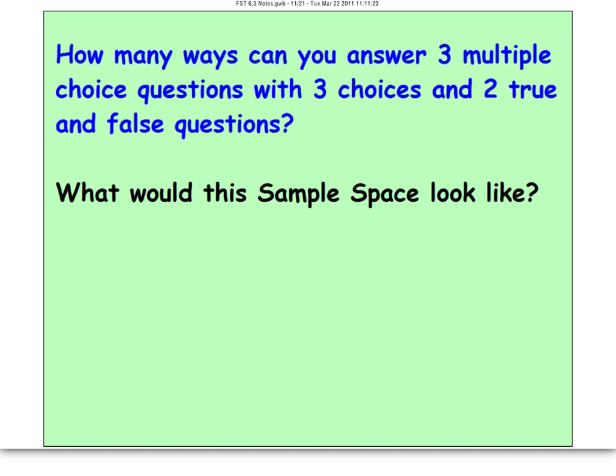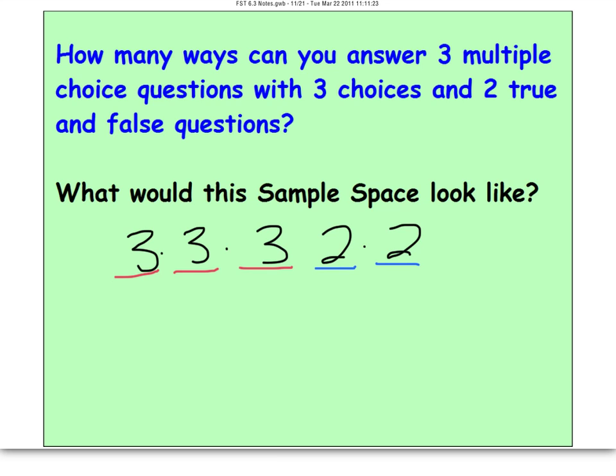Here's another scenario. How many ways can you answer 3 multiple choice questions that have 3 choices and 2 true and false questions? What would the sample space look like? Well, just think about it. We have 3 multiple choice questions and then 2 true and false. Each multiple choice has 3 different choices. The true and false has 2.